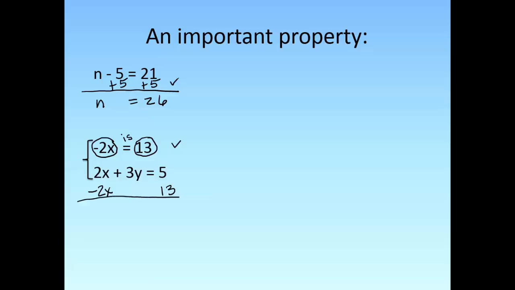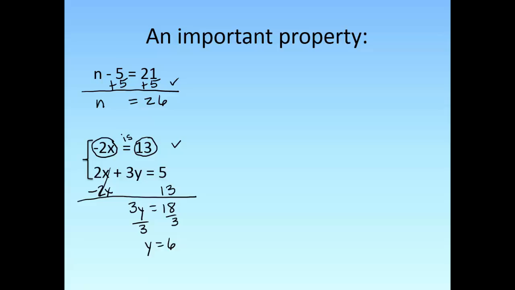So what does that look like? If I add that, these turn into 0, right? They're just gone. I have 3y left on this side, and I have 18 on this side. Now it's pretty easy to solve for y, so let's do it. We just divide by 3, and y is equal to 6. So I have one of my solutions.